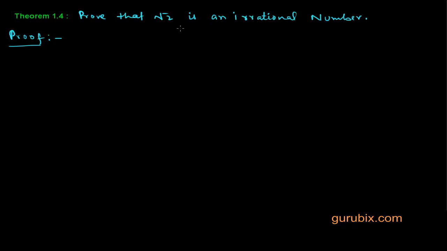We know that this root 2 is an irrational number, but how can we prove it? Let me try to make you understand the proof of this theorem. First, on the contrary, let under root 2 be a rational number.